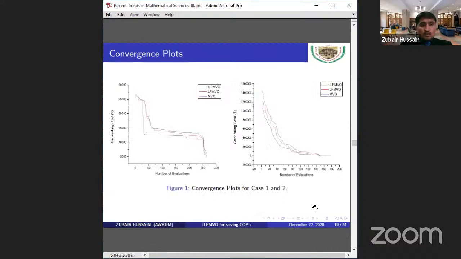So it is obvious from the given convergence plots that the convergence speed of ILFMU is significantly improved by adding the novel adaptive initialization strategy. These plots depict the solutions obtained while solving case study 1 and case study 2. In both cases, ILFMU is quickly approaching the best solutions.